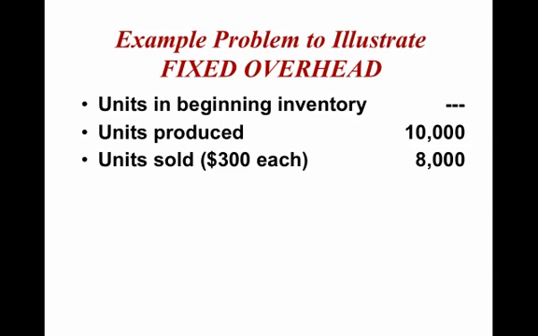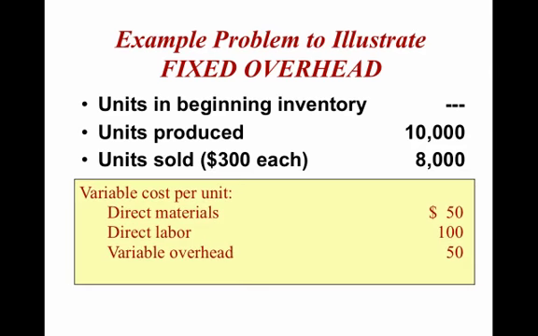All right, here's an example. And what we're trying to illustrate is the problems related to putting fixed overhead into inventory cost. So here we've got a company that has no beginning inventory, which makes the illustration easier. They're going to produce more than they sell, right? So they're ramping up inventory, and then we get some cost information.